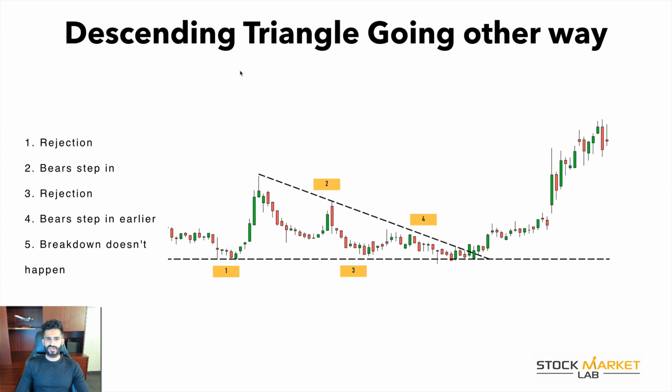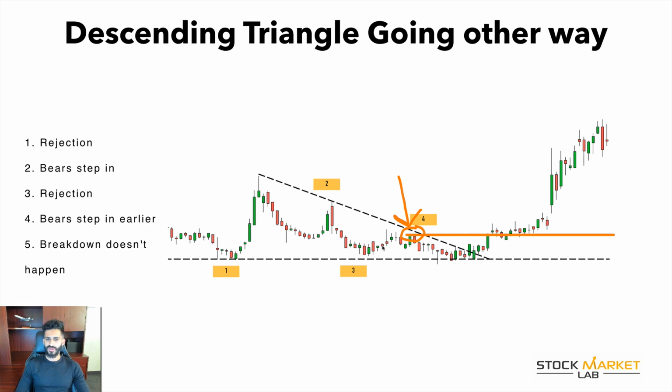Here's another one, descending triangle going the other way. Same example here, right? You can see seller step in, but instead of this breaking this point, breaking the support level, what happens? It goes the other way. Can you trade that? Yes, you can trade that. Me personally, I wouldn't trade it unless it breaks the last low. Right, the last high low right here, I wouldn't get in until it breaks that.